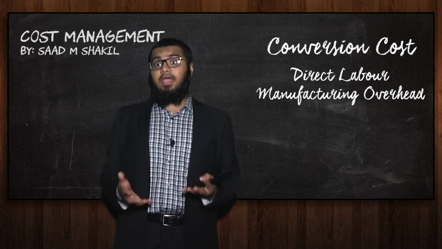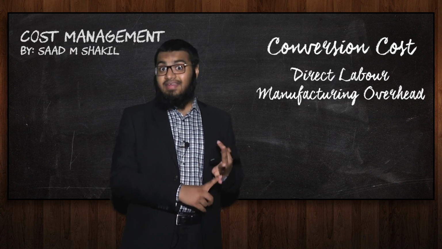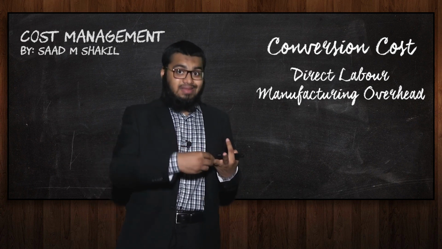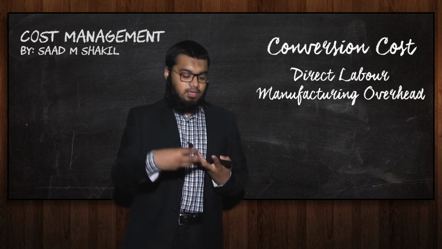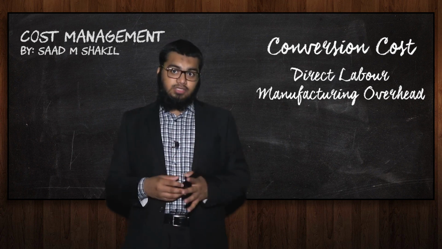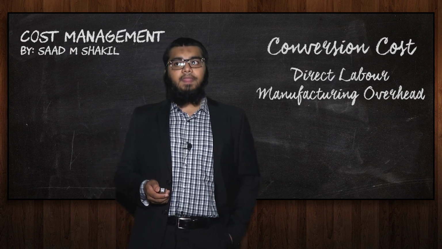What is it that you require in order to convert this raw material into final product? You require the direct labor, of course, and also the indirect labor, which is part of the manufacturing overhead, the indirect material, and other operating costs. So this is going to combine to give us the conversion costs.